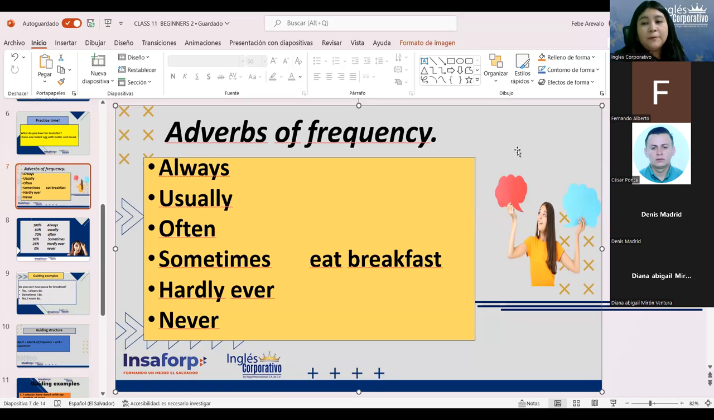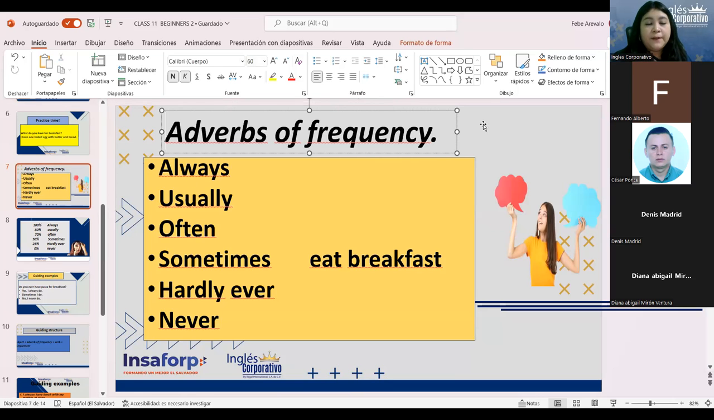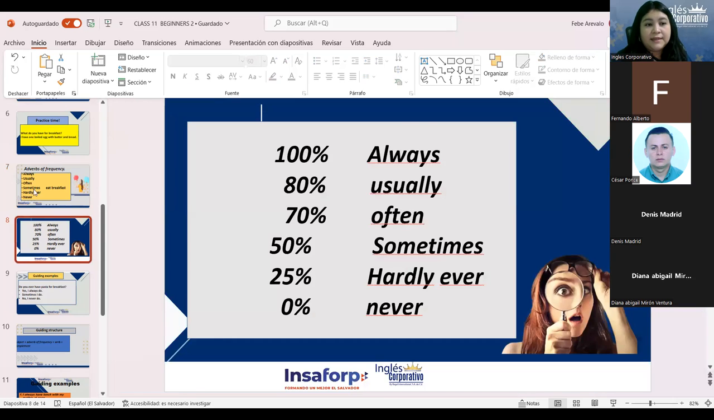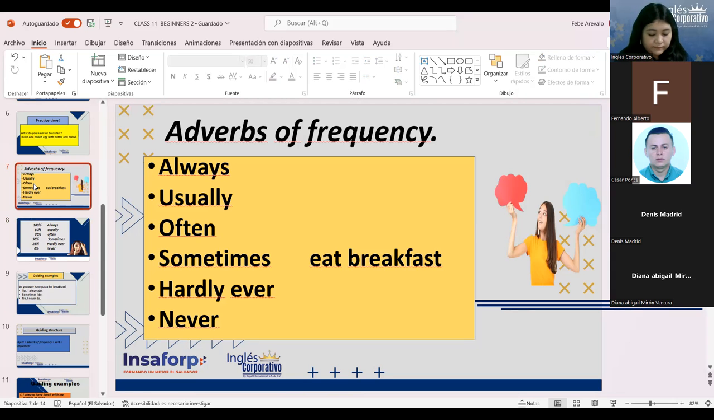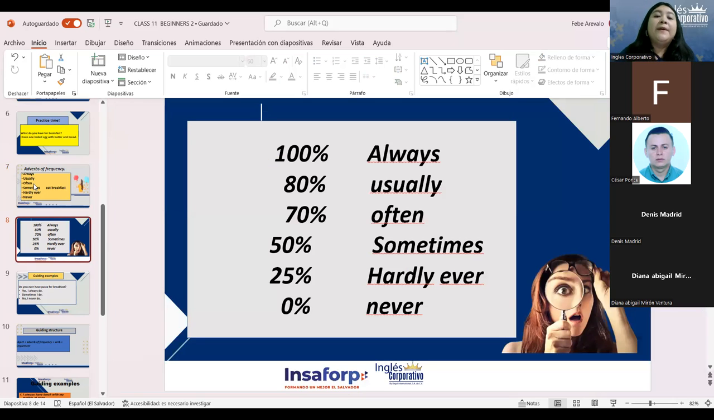Finished? ¿Terminamos de copiar el topic? El topic solo es el tema, adverbs of frequency, porque aquí están con los porcentajes. Sí, ya. Excellent. Thank you, Diana. Very good. Now, we have... Escuchen bien los porcentajes en inglés, right? Esto ustedes lo necesitan saber.